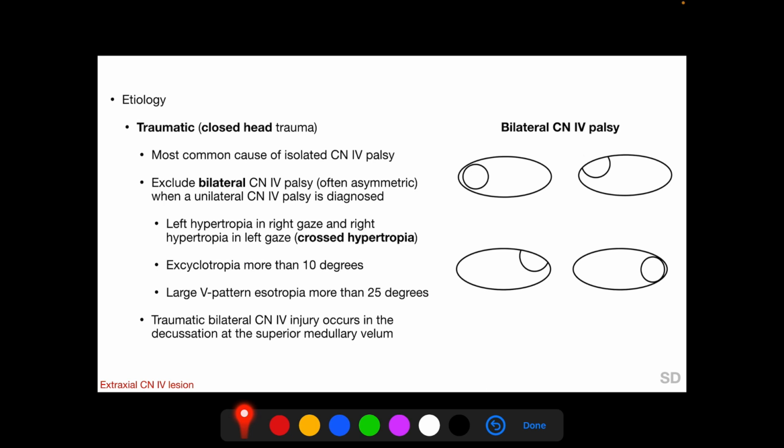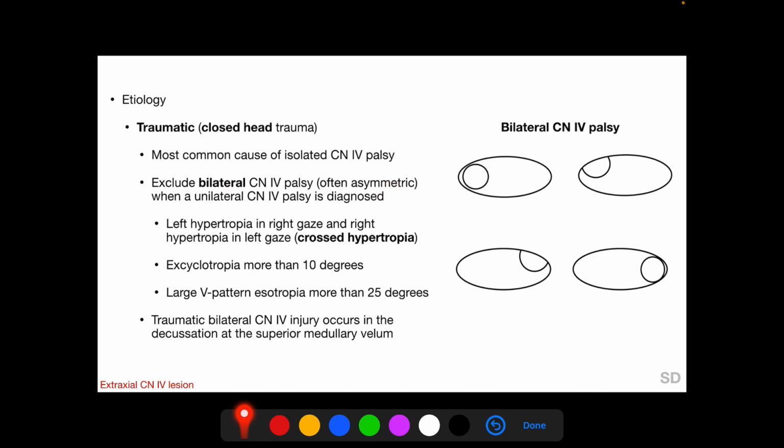So coming to the causes of a fourth cranial nerve palsy, the most common cause of an isolated fourth cranial nerve palsy is traumatic, particularly a closed head trauma. And a traumatic fourth cranial nerve injury occurs in the decussation at the superior medullary velum on the posterior aspect of the midbrain. And when we diagnose a unilateral fourth cranial nerve palsy in a patient with a history of a head trauma, we should also exclude a bilateral involvement of the fourth cranial nerve. And this bilateral involvement is often asymmetric.